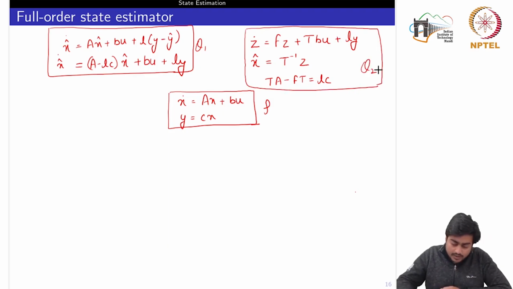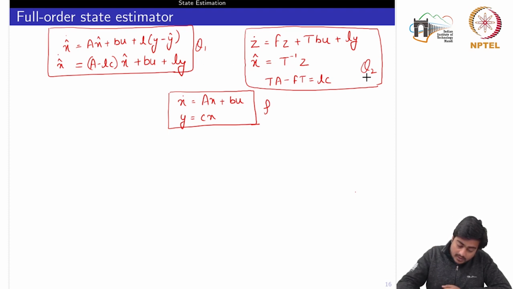Okay, so there are a couple of points which we want to highlight before we go on to the next topic within this module. So here you would notice that, say for example, if the plant is an n-dimensional system, meaning to say that x is an n-dimensional variable, then both the observer 1 and observer 2 were having x hat of the similar dimension. So x hat was having the n dimension, similarly in observer 1 and similarly in observer 2, right? So we call such an observer the full order observer or the full order state estimator.